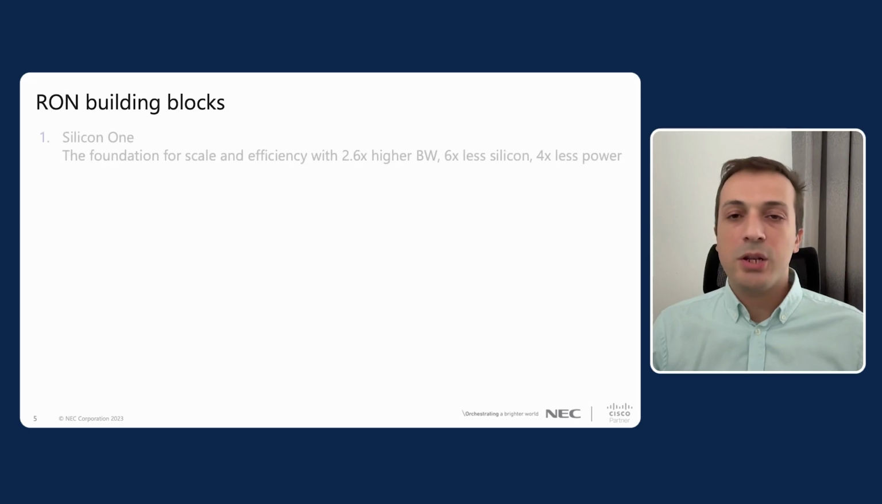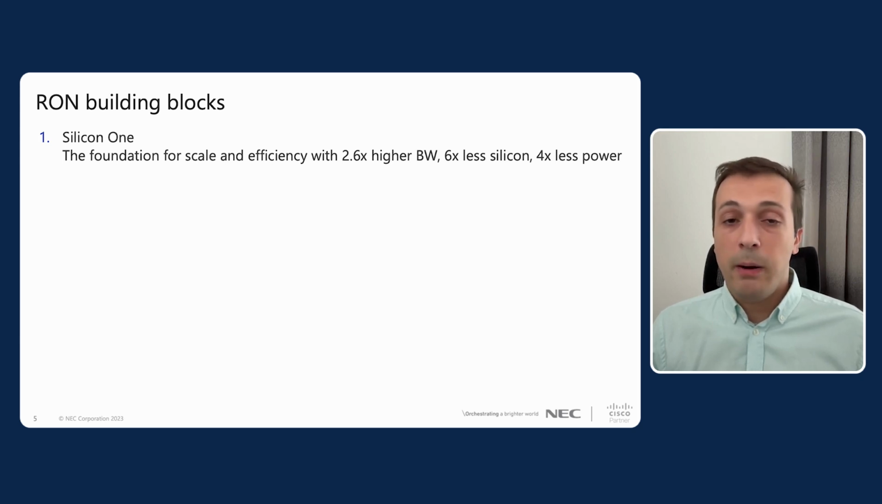So to conclude this, before we move on to the automation that you just mentioned, can you quickly remind us of the RON building blocks? So, Liviu, I will say there are 6 RON building blocks. The first one is Silicon One, the foundation for scale and efficiency with 2.6 times higher bandwidth, 6 times less silicon, and 4 times less power.